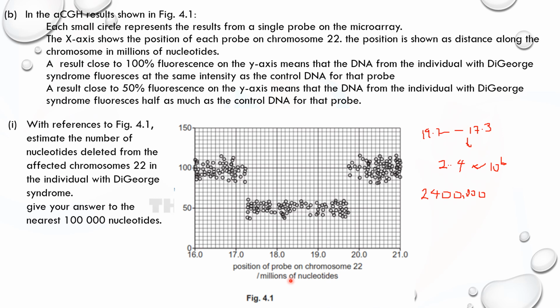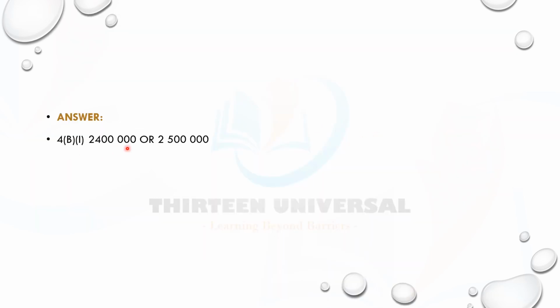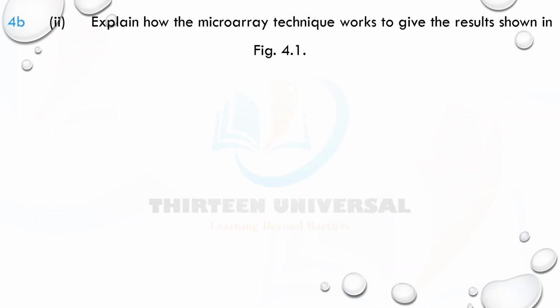All right, let's go to the next question, guys. So of course, there's a fluorescence of DNA from an individual with the judge syndrome as a percentage of fluorescence of control. That's what we're doing here. So let's look at that. That's the answer here. All right, let's go to the next question, guys, quickly.